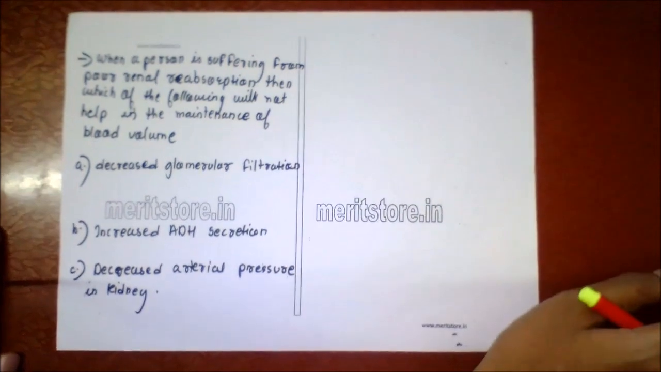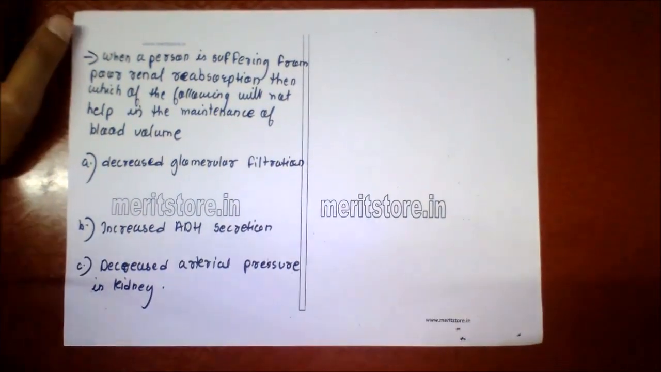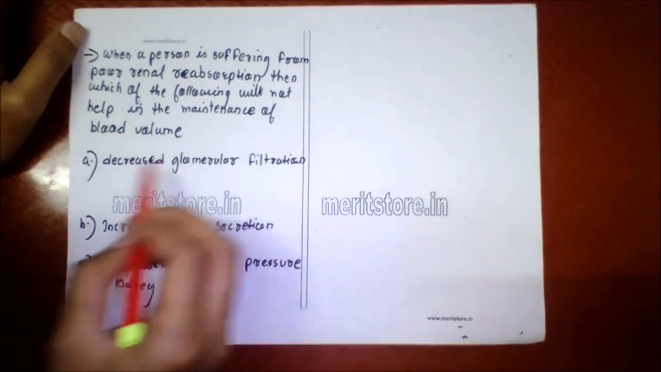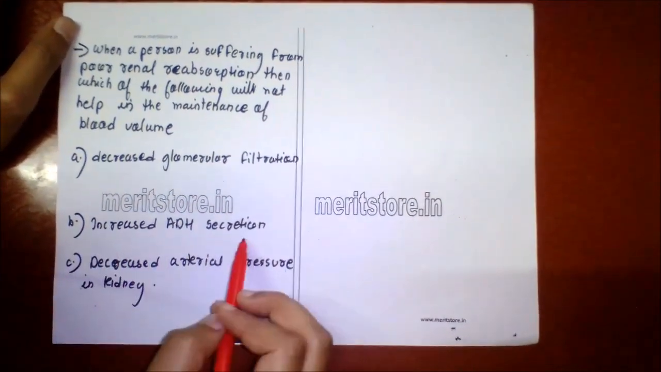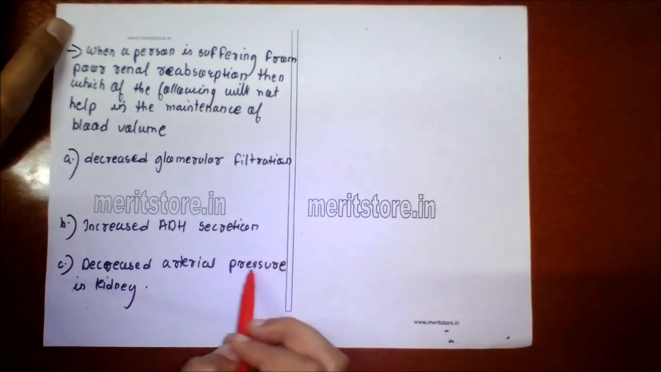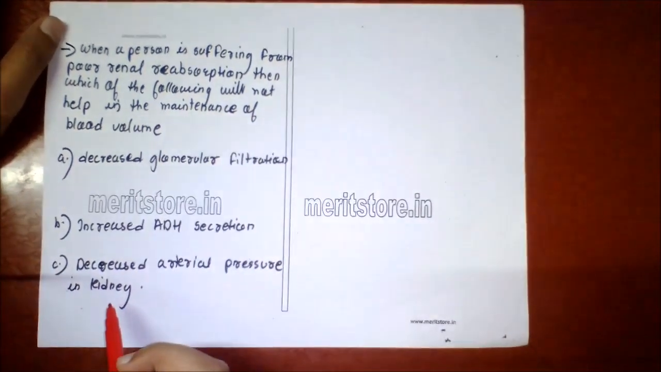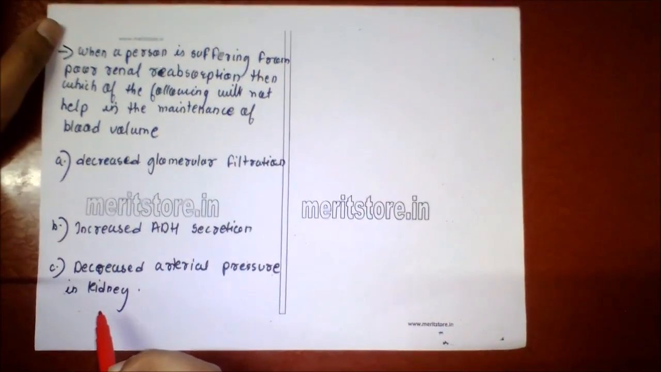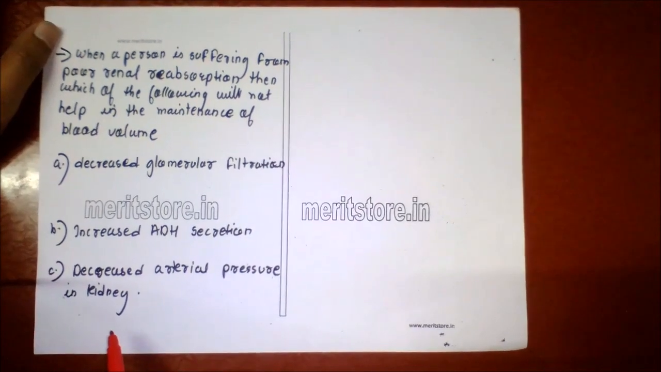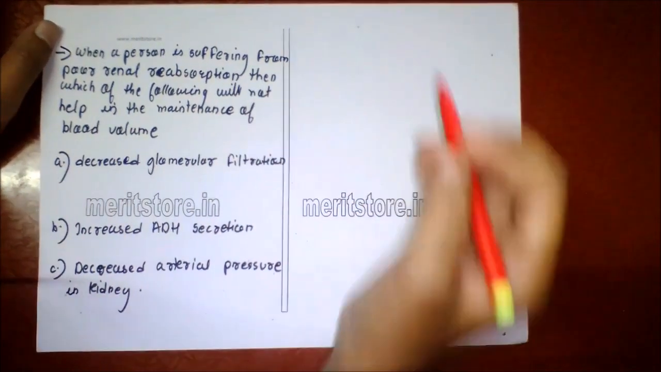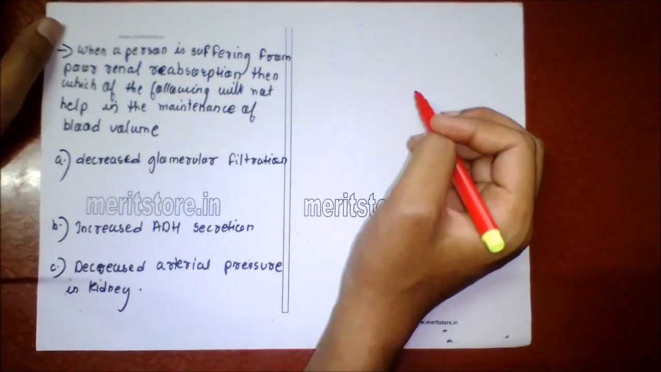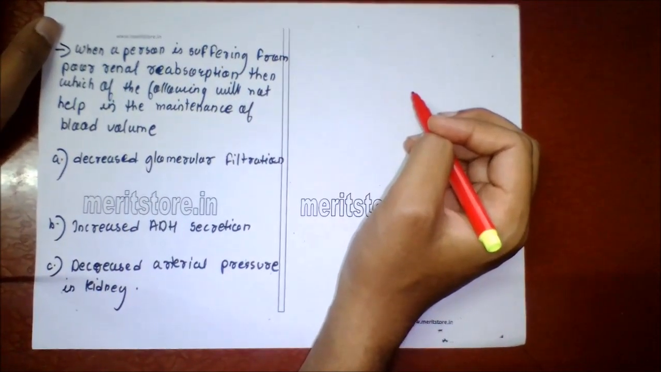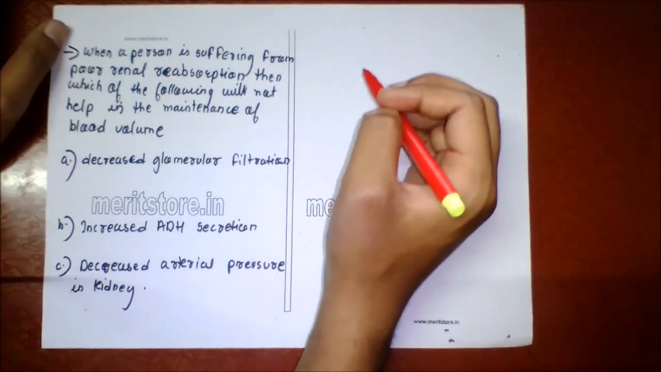When a person is suffering from poor renal absorption, which of the following will not help in maintenance of blood volume? A. decrease GFR, that is glomerular filtration, B. increase ADH secretion, C. decrease arterial pressure in kidney, or D. increase arterial pressure in kidney. So increase in arterial pressure in the kidney will promote filtration, which will not help a person suffering from poor renal reabsorption.